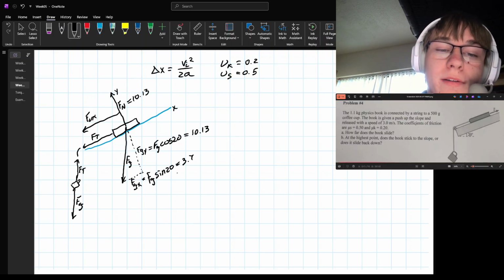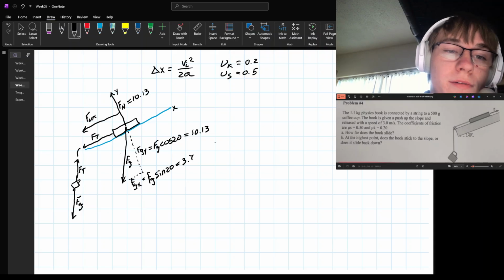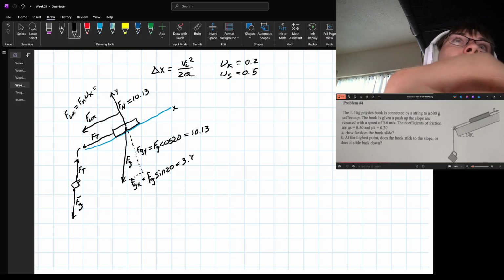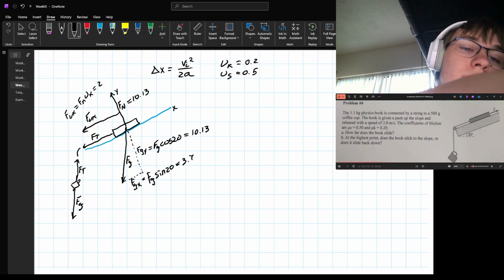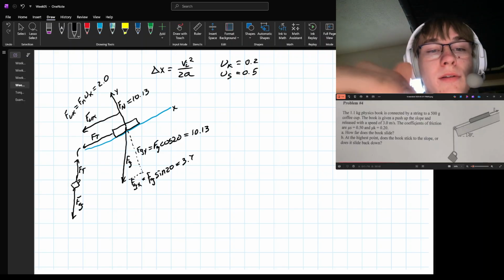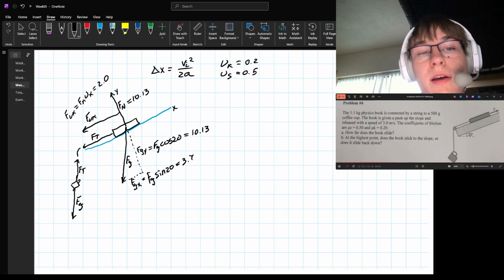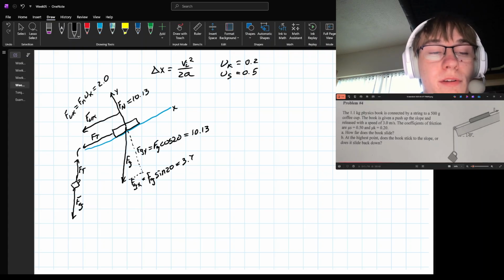From that, we can say our force U sub k is equal to our force normal times U sub k, which is 10.13 times 0.2. It's close enough. Anyway, force U sub k is 2.0. Get over it.